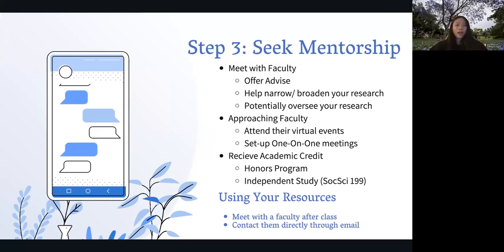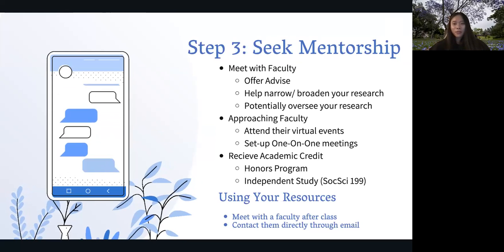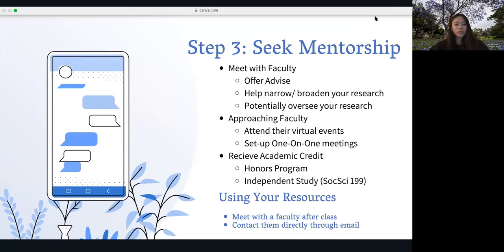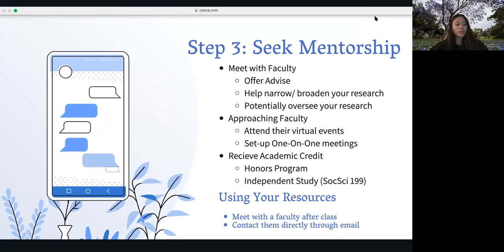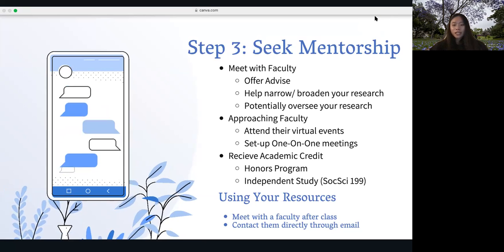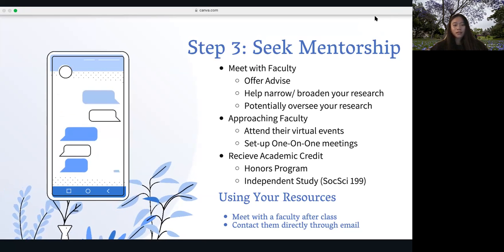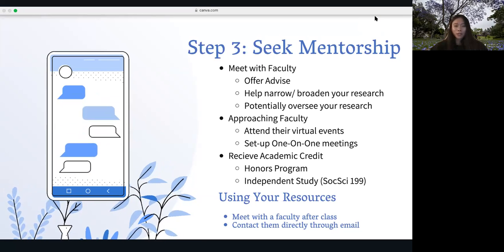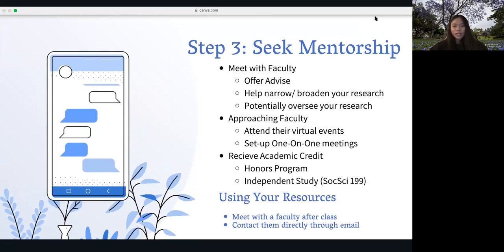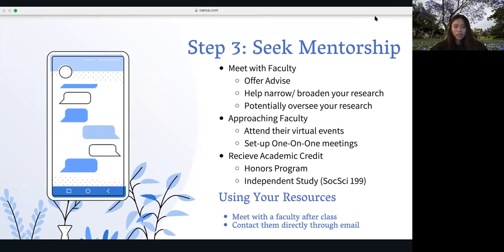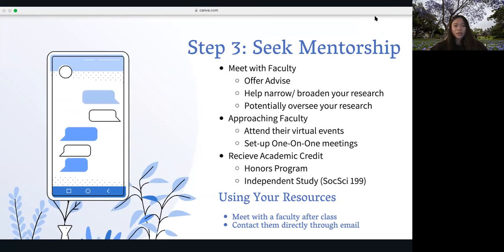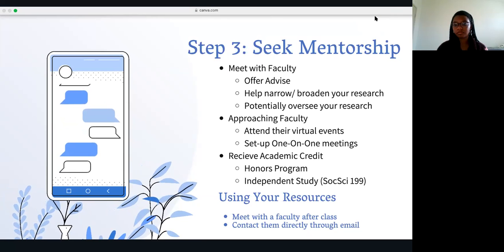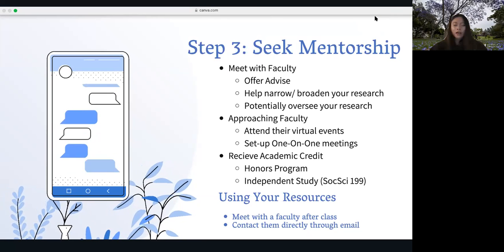All right, so now we have our third and final step, seeking mentorship. Throughout your research process, whether you are interested in doing independent study or joining a faculty's already existing research lab, you're going to have some interaction with faculty. We've broken it down into three different sections: meeting with faculty and what that entails, approaching faculty, and if you are interested in receiving academic credit for research.